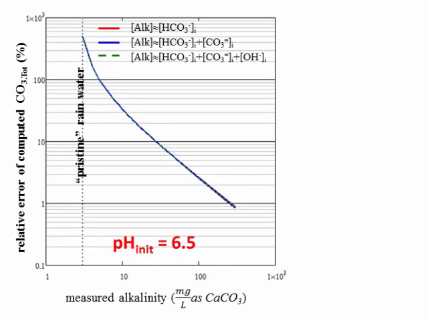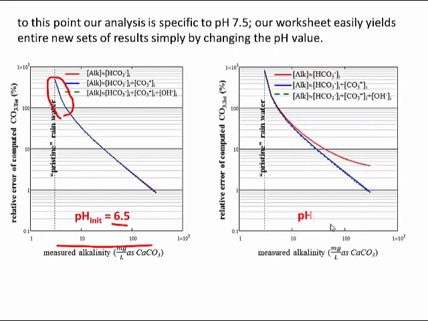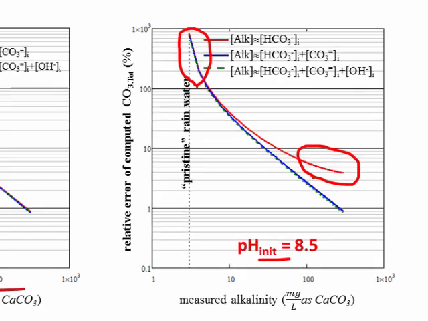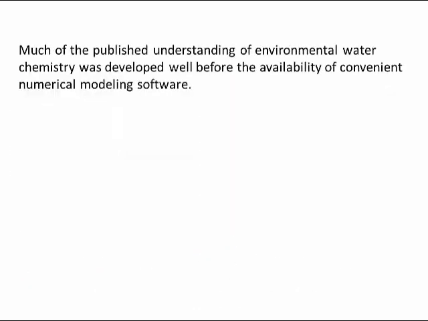So we did this at pH 6.5, and we see that the only significant error across the whole range of measured alkalinity values that we've considered is the neglect of the final hydrogen ion concentration, which again, as we approach single-digit alkalinity values, gives us relative errors in excess of 100%. At pH 8.5, same situation at low alkalinity values. And then, of course, at higher alkalinity values, we see that neglect of the carbonate ion concentration begins to result in very significant errors.